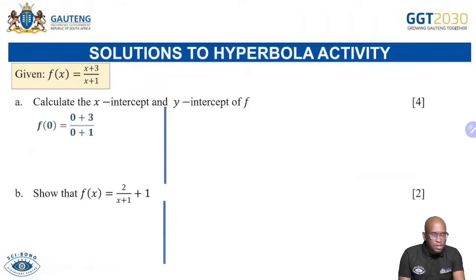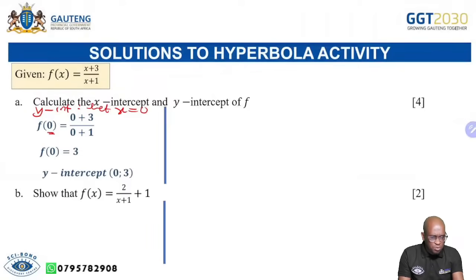So we are starting with the y-intercept because x is equal to 0. We let our x be equal to 0. So if we let x be 0, where we see x, we put 0, and then we get that f of 0 is 3, which means that when x is equal to 0, y is equal to 3.